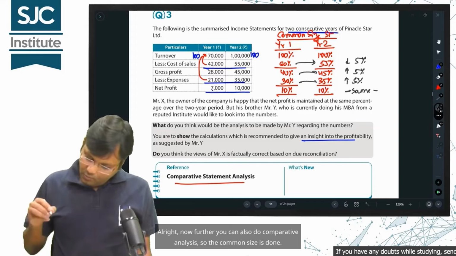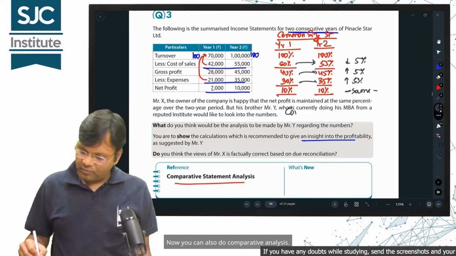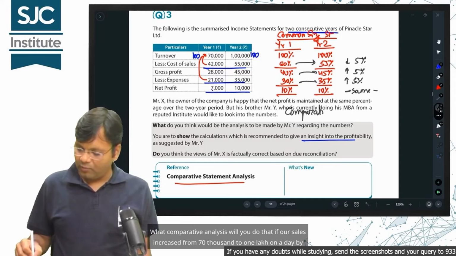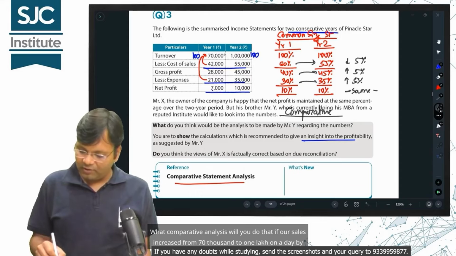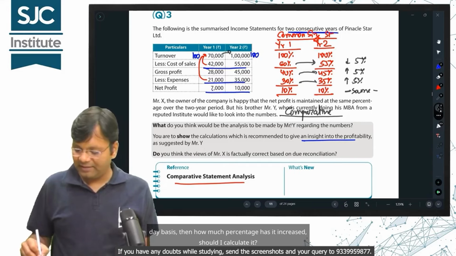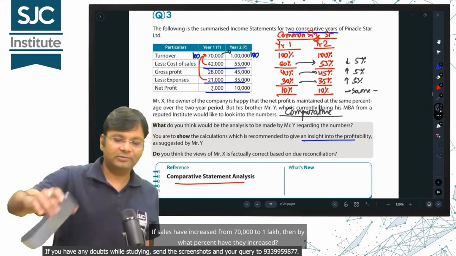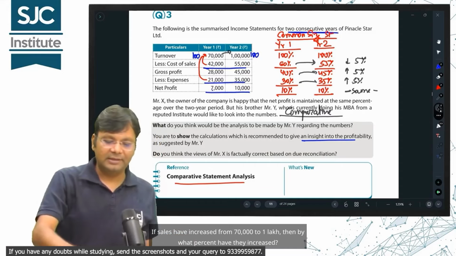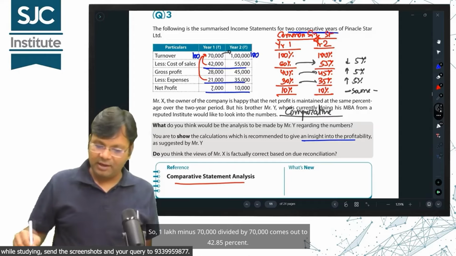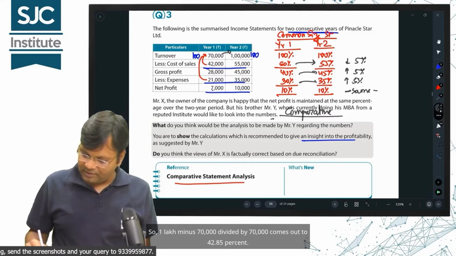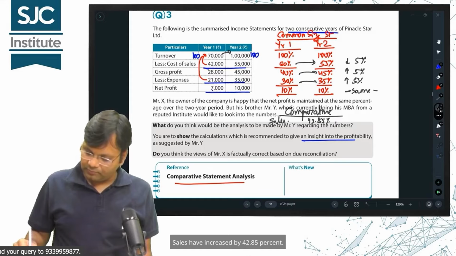Alright, now further you can also do comparative analysis, so the common size is done. Now you can also do comparative analysis. What comparative analysis will you do? If our sales increased from 70,000 to 1 lakh, then how much percentage has it increased? 1 lakh minus 70,000 divided by 70,000 comes out to 42.85%. Sales have increased by 42.85%.